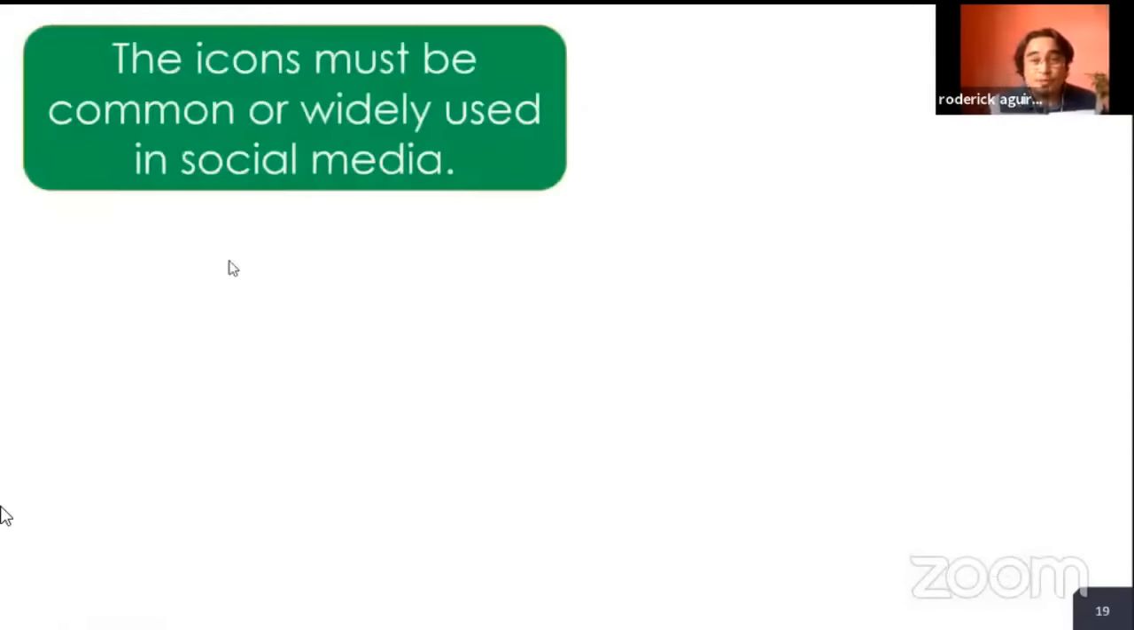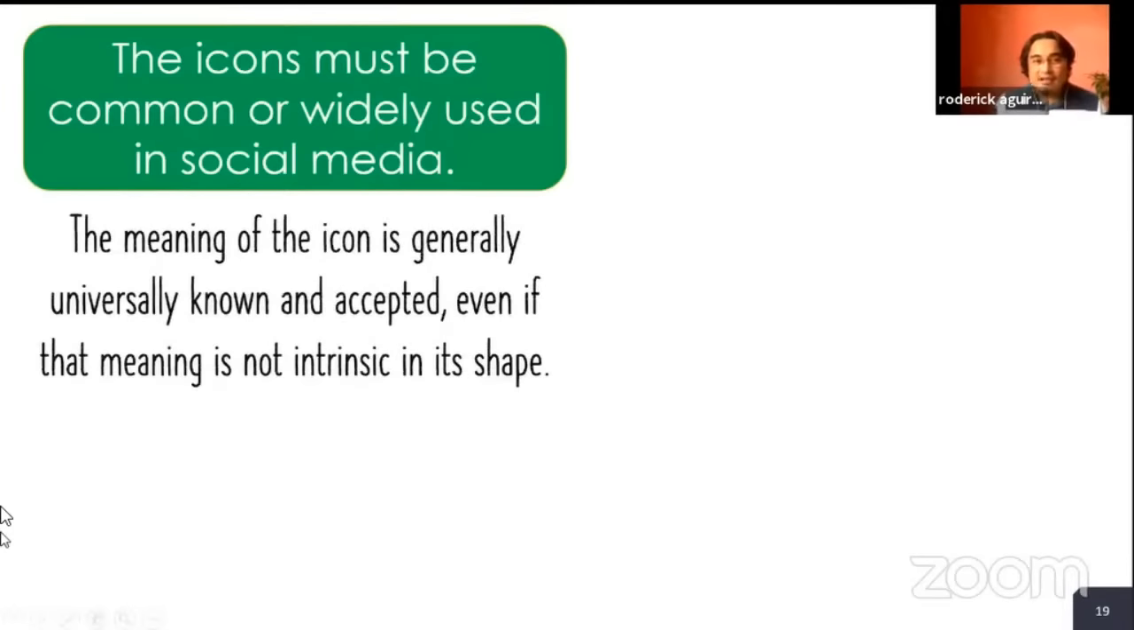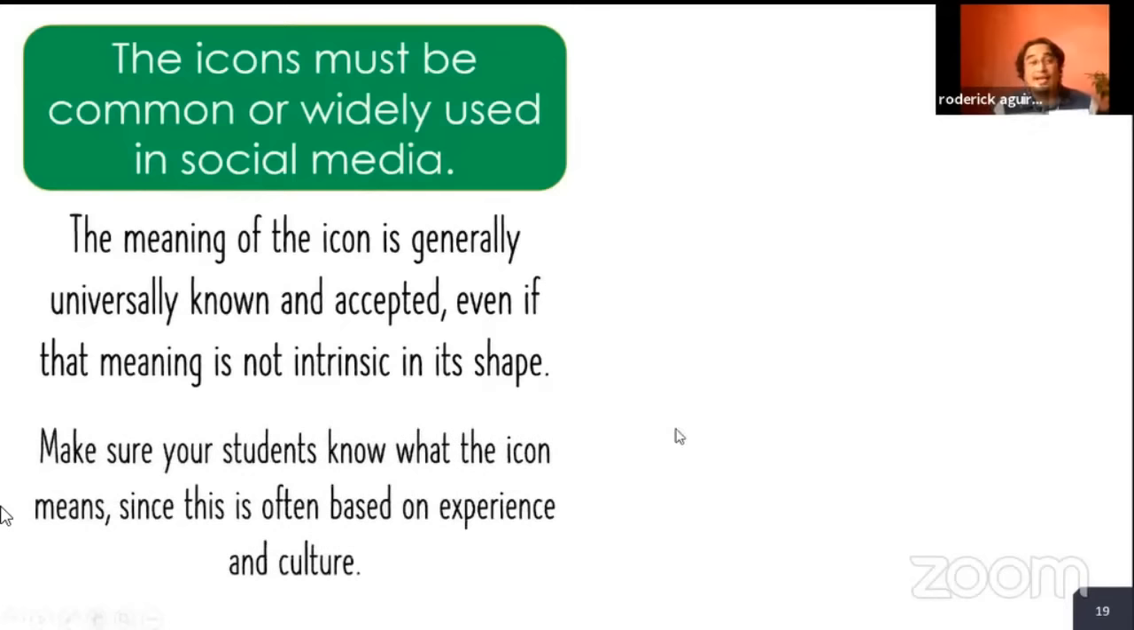So these are the things that we need to be reminded of. The icons must be common or widely used in social media. So kung gagamit po tayo mga teachers ng mga icons para cute po sa ating mga presentations online or gumagamit tayo ng icons sa ating modules, so dapat ito po ay most commonly used, tapos ito po yung talaga ang meaning nun. Alright? The meaning of the icon is generally universally known and accepted even if that meaning is not intrinsic in shape. Ibig sabihin, kaya sabi po natin, it should be widely known para isa lang po ang meaning na makukuha ng ating mga estudyante.